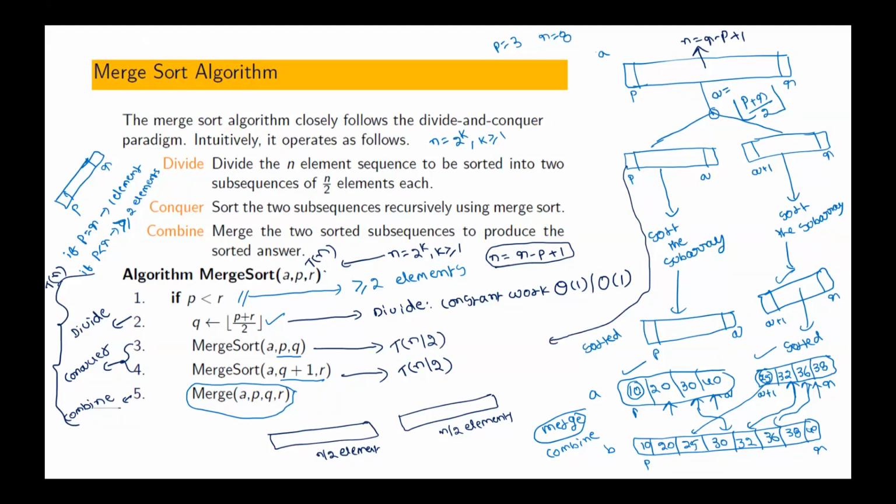Okay. So now how many comparisons are required? If the first subarray contains n by 2 elements and the second subarray contains n by 2 elements in sorted order, to combine these, how many comparisons are required? The answer is always the same?